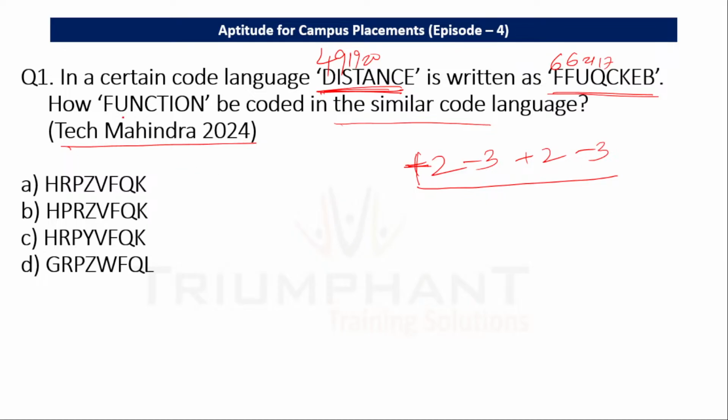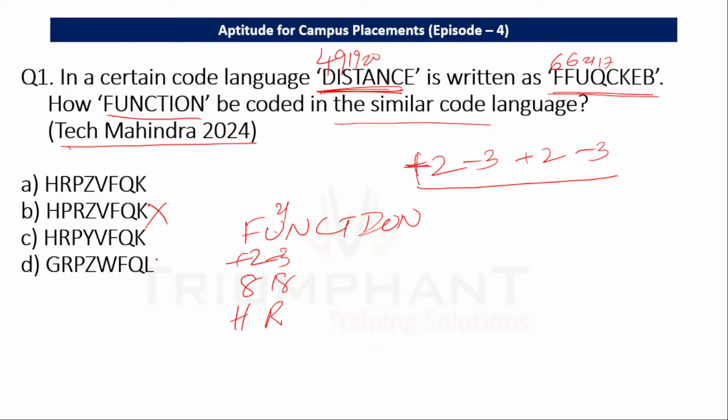So if I apply the same thing for function, F-U-N-C-T-I-O-N, first plus 2, F plus 2 is 8, which is H. Minus 3, U is 21 minus 3 is 18, which is R. HR. So the second option is eliminated, the fourth option is eliminated, only either A or B. Let's see in these two which one. Next again plus 2, N plus 2, 16, which is P. And next minus 3, C can be treated as 3 as well as 29. So 29 minus 3 is 26, which is Z, right?